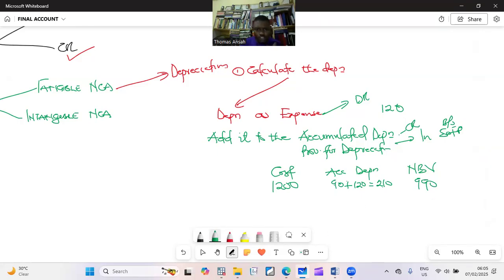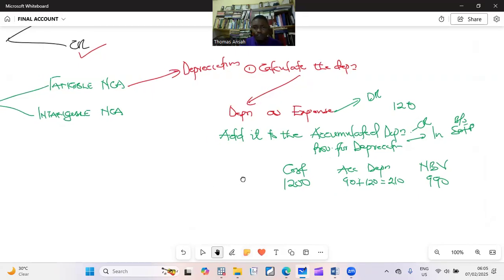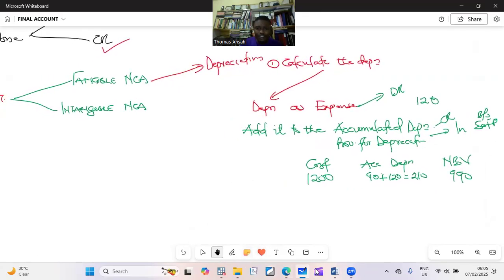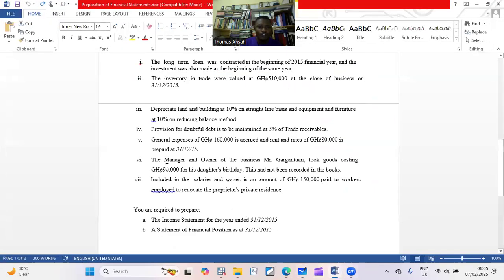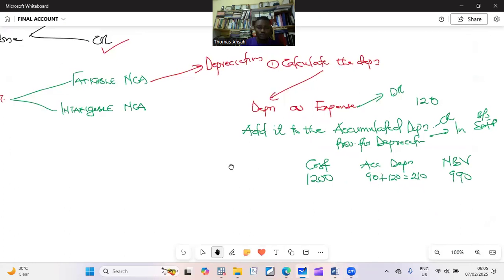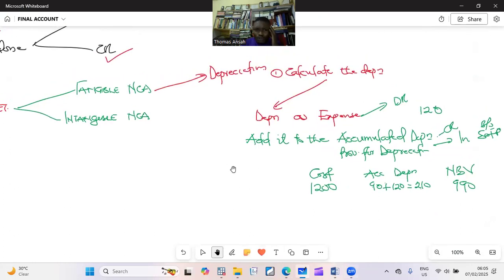All right. So just before I wrap up, you've seen how we do the depreciation. So you can actually take your time and do the one for equipment and furniture. You can do it. Do the 10% on reducing balance. And please, in the trial balance, when you are asked to do a reducing balance, do you not remember how we do reducing balance? Cost minus what? Accumulated depreciation. So reducing balance is a percentage multiplied by the net book value.